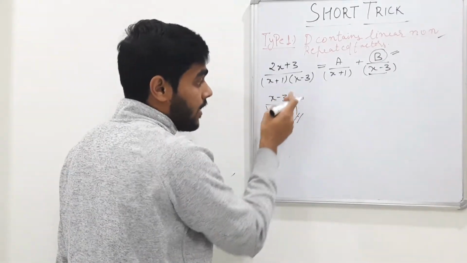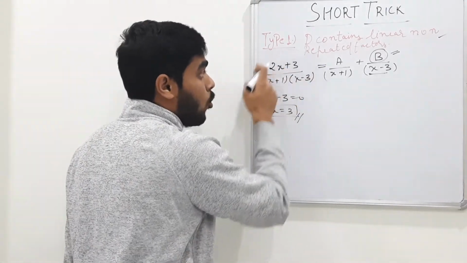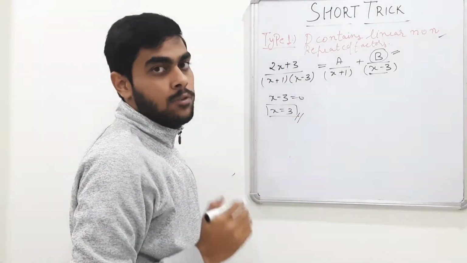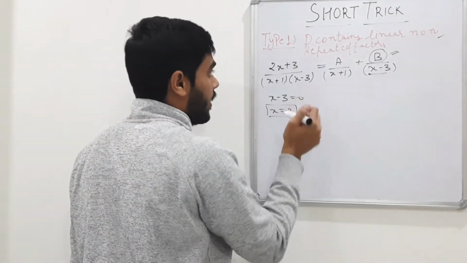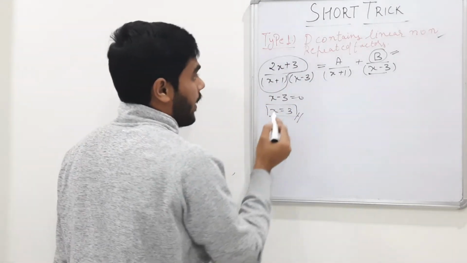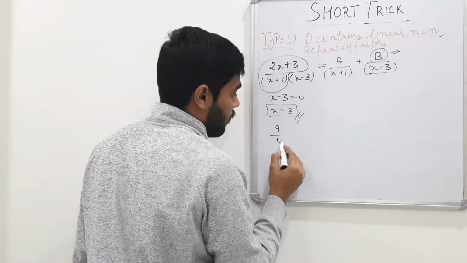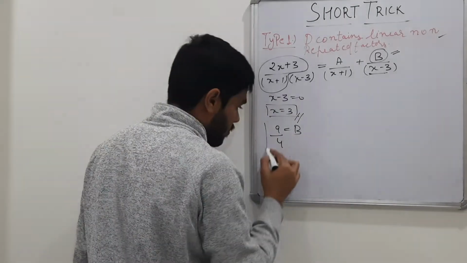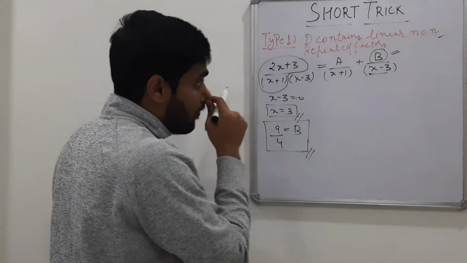Why? Because if you put x = 3 there, it will become 0 and the whole thing will become an indeterminate form, which is not acceptable. So you put x = 3 in the rest only. It becomes 9, 3 to 6, that is 6 upon 4. So this is the b value. See how fast you took out the value.